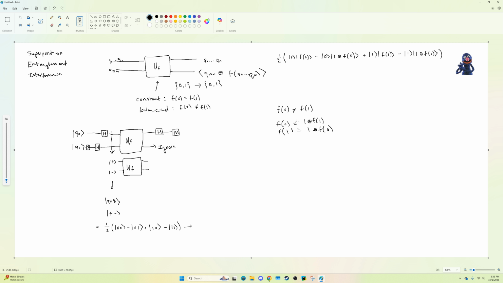So same way as we had earlier, we take these results and we plug in whatever we just got. So we have 1/2 times ket 0, and this times f of 0 minus ket 0, and then we're going to replace 1 XOR f of 0 as f of 1 now. So we took this portion and replaced it like that.